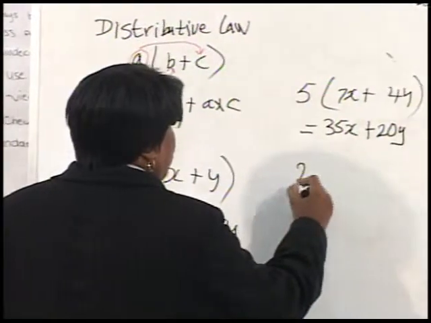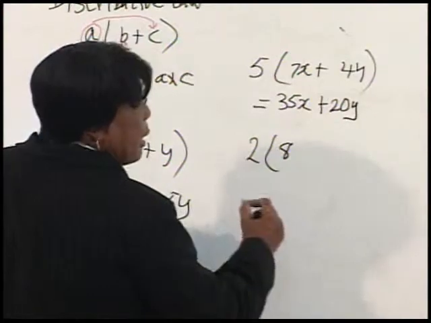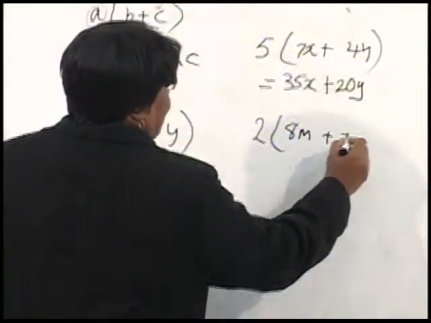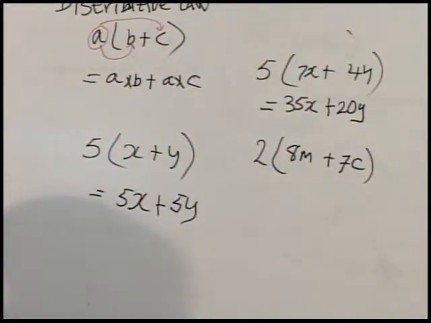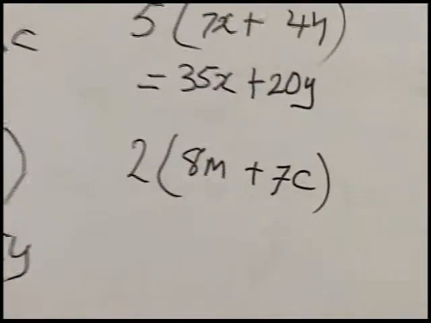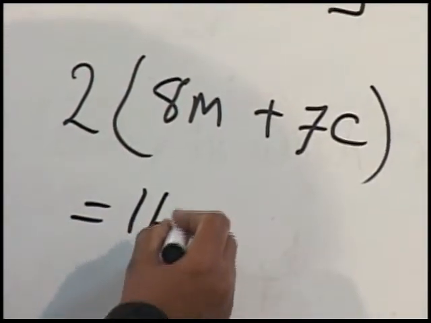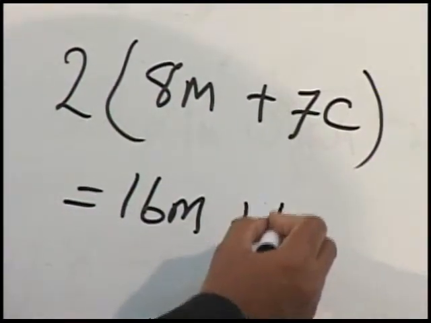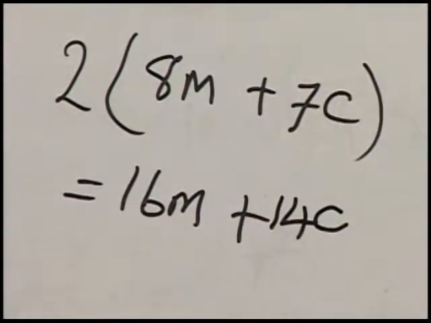So if you had 2 open brackets and they had 8, and it could have been 8m and it is plus 7c, what would be the answer here? Because we're giving them mangoes and cherries. So what would be the answer here? 2 times 8. So that would be equal to 16, and these are our m, and it is plus 2 times 7 is 14. And it's 14, and these were our cherries. Nothing at all wrong with that.